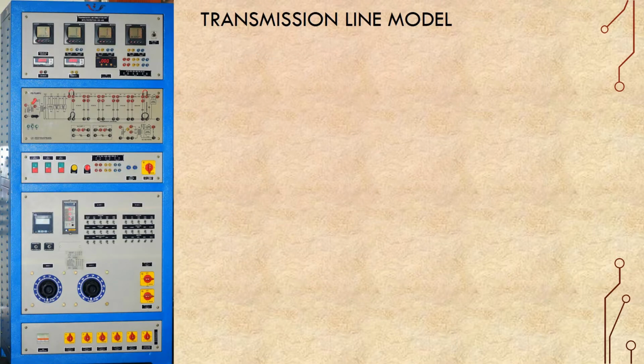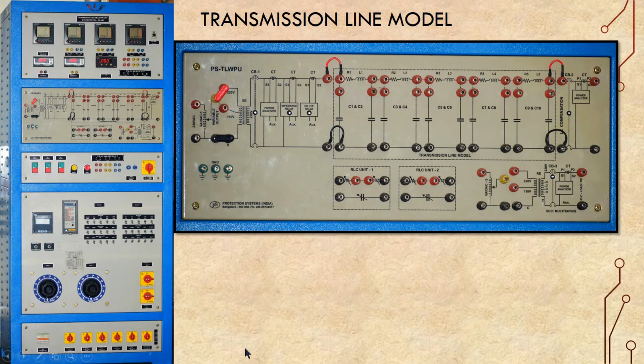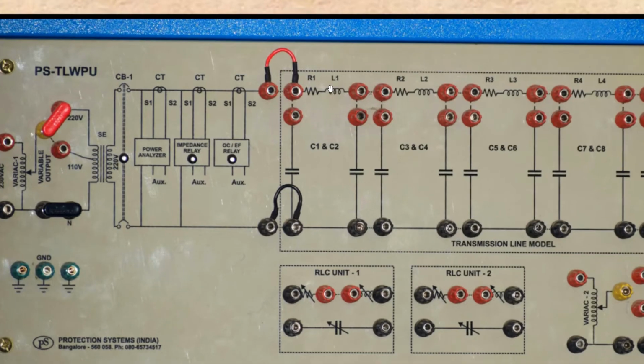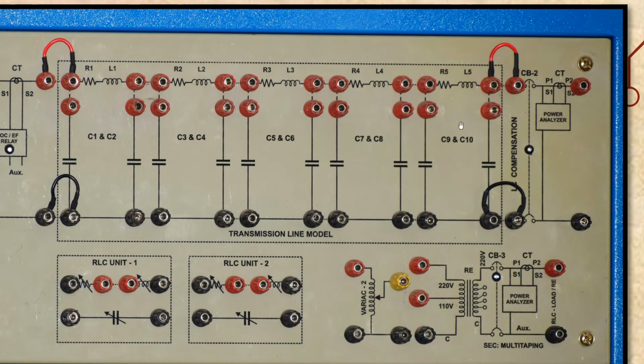So let's see the transmission line of our panel in detail. This is the transmission line section. As you can see, this is the whole panel which we will use to do the experiment, and in this whole panel, this section is nothing but the transmission line. If you look at the transmission line, you can see R1, L1, C1, C2. This is unit 1 of an 80 km line. This is unit 2 of an 80 km line. And similarly this is unit 3, unit 4 of an 80 km line.